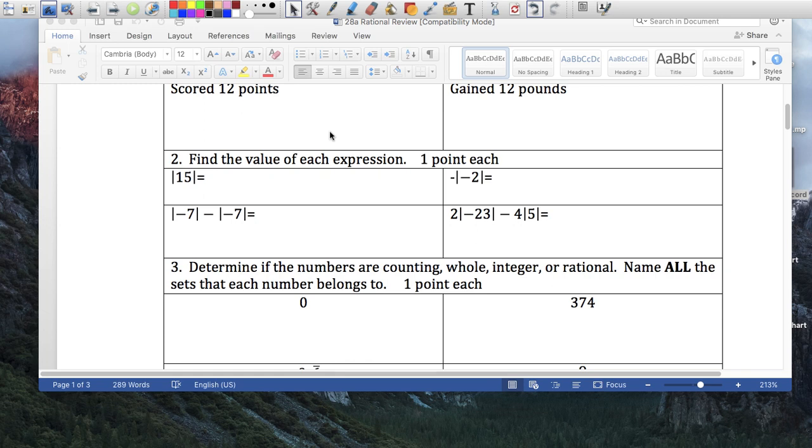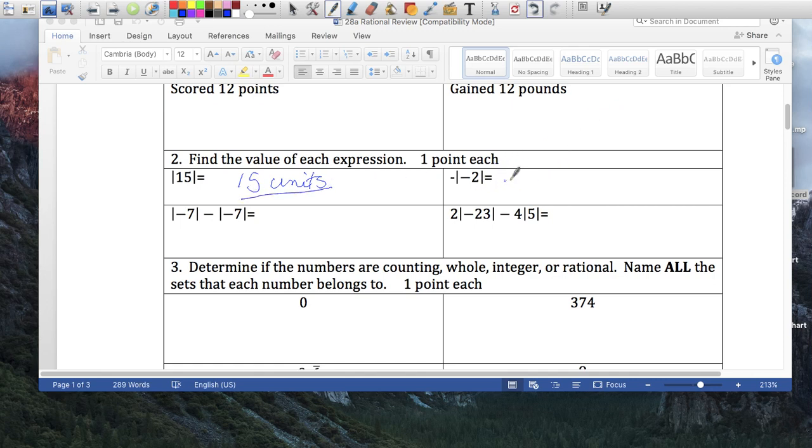Find the value of each expression. Okay, so absolute value 15, again, what does it mean? It means how far is 15, right? How far is 15 away from 0? It's 15 units. And because distance can't be negative, the answer is just 15. You're 15 units away from 0.